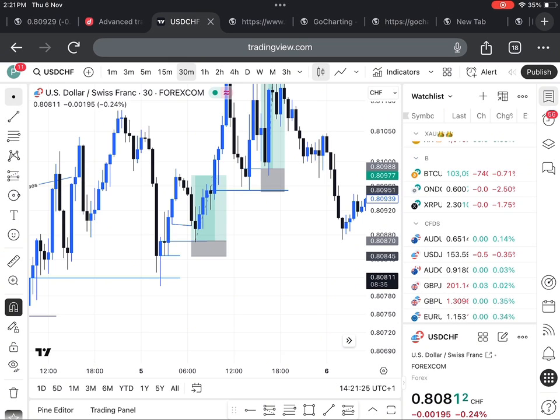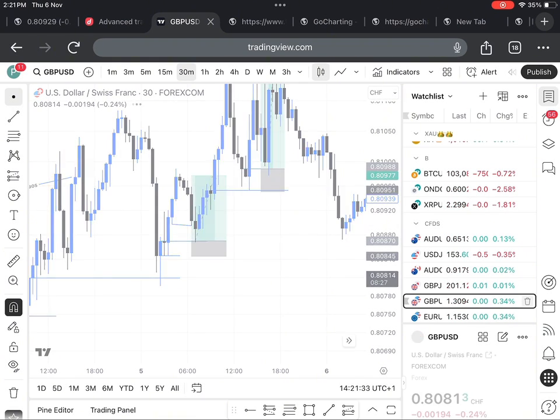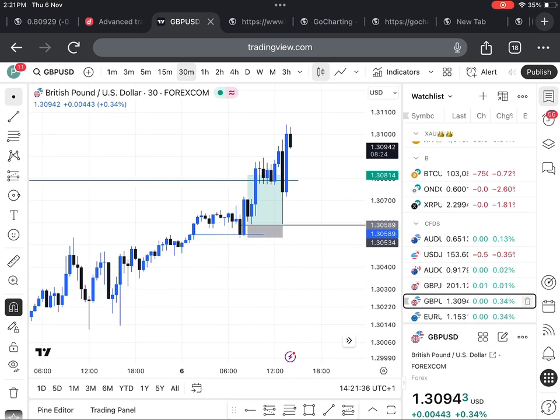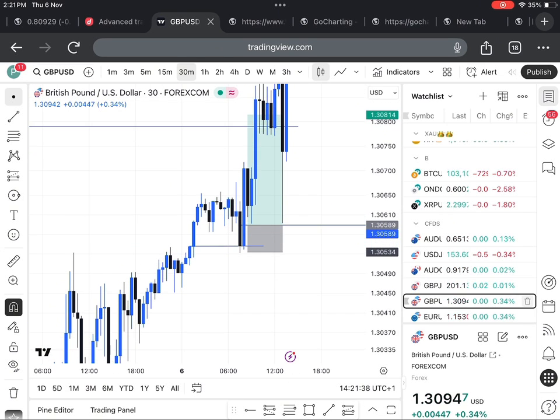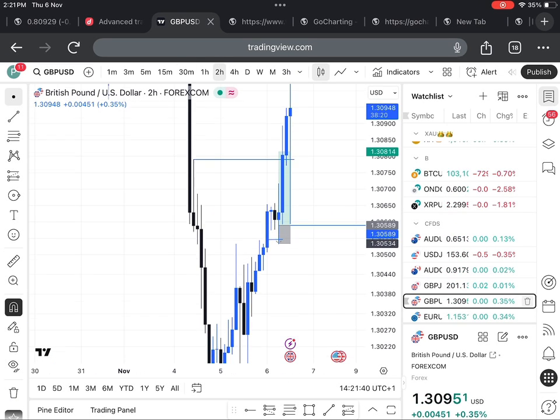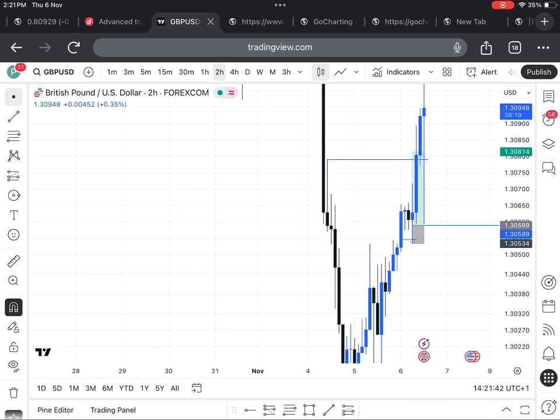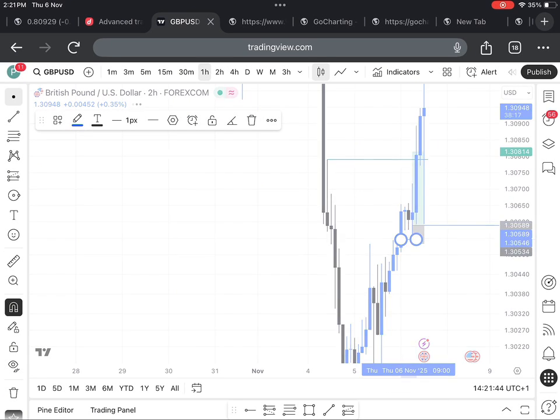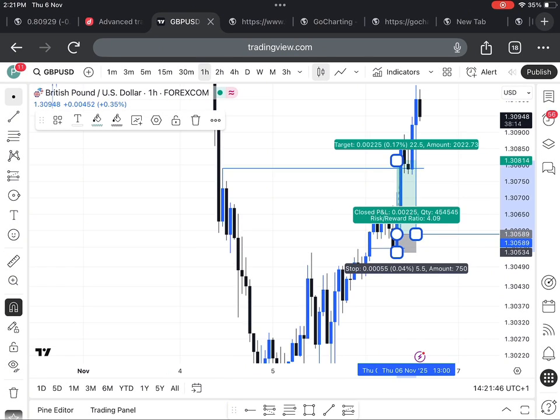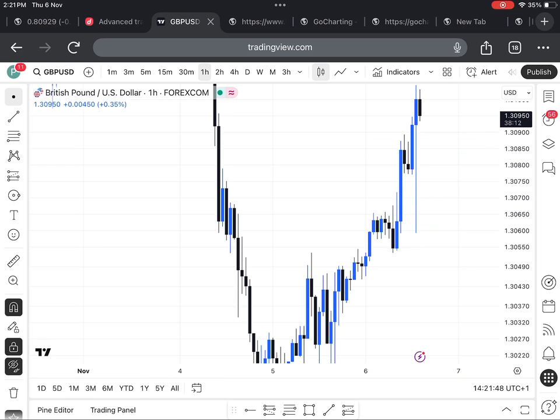Now using the same thing, I also caught a trade on AUD USD, AUD CAD, and also GBP USD. I'll quickly go to GBP USD because that one has hit TP. AUD USD is still running. So let me go to GBP USD this morning. Now I'll delete this, all of it.